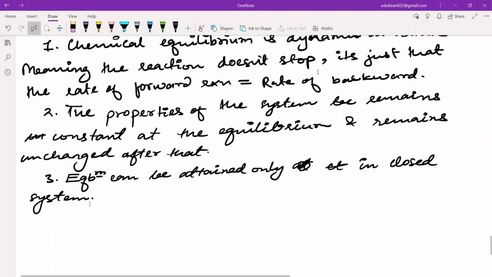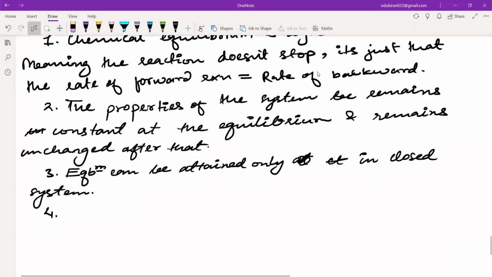Right, the fourth point. Equilibrium can be achieved from any direction.